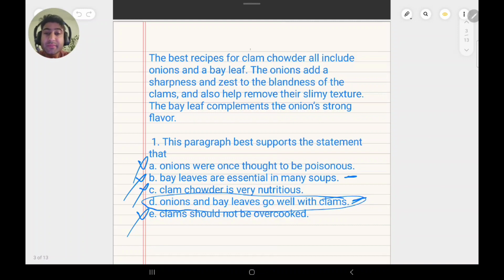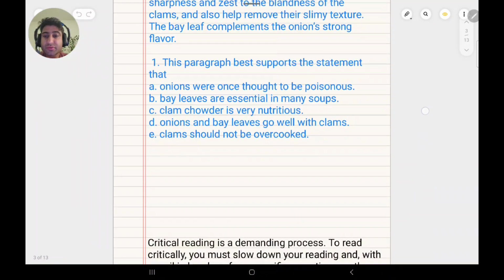This is a very easy method. Just cross the answers which you think are not there, so that your concentration does not go on that particular point, right? So the answer is D. I hope you're able to understand this. If you're not, pause the video and go to the next one. Let's go to the second one.